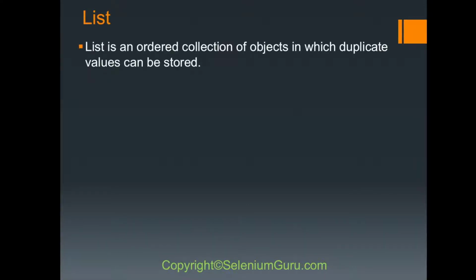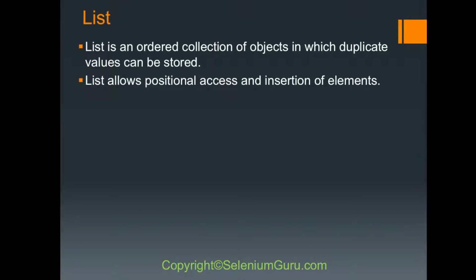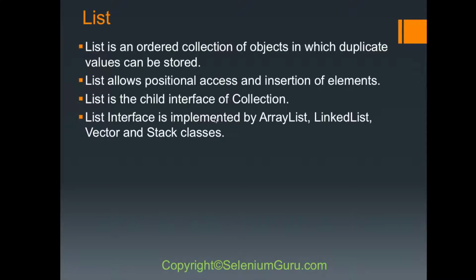So now let's talk about the list, right? So what is a list? A list is an ordered collection of objects in which duplicate values can be stored. It means that a list is basically a collection where you can store n number of elements and they can be duplicate values as well. List allows positional access and insertion of elements. So you can add elements inside the list. A list is a child interface of collection. The list interface is implemented by the ArrayList, LinkedList, Vector, and Stack classes.